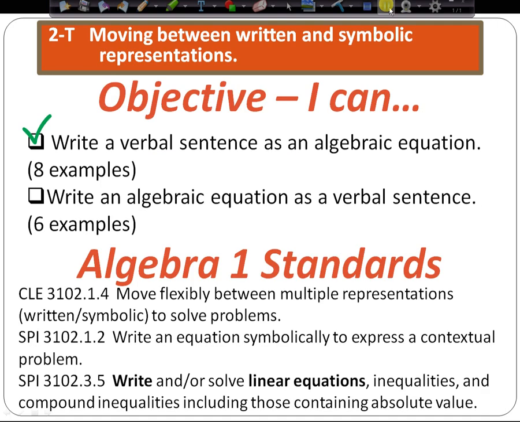There's our first objective. So you should now be able to write a verbal sentence as an algebraic equation. Our next example, we're going to switch those, and we're going to start with the algebraic equation and write it as a verbal sentence. Now, there's many different words that you can use for each one of the operations. However, make sure that you write down the exact way that we do the examples. It will help you tomorrow when we do the assignment.